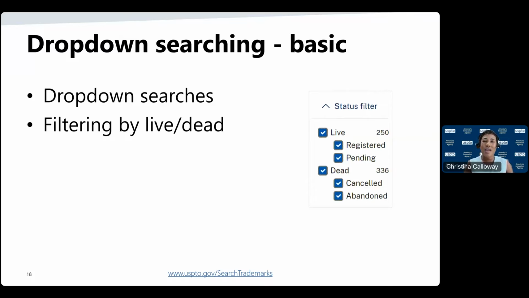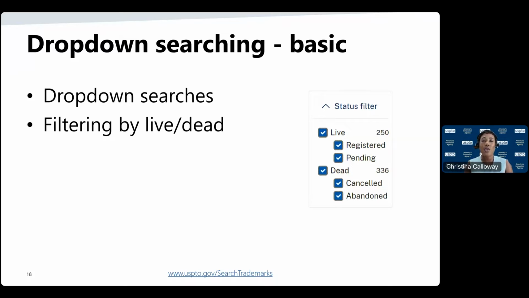So a live mark is a current or active registration or current or active application in the system. Dead marks are those registrations that may have been canceled or expired, and then abandoned applications that were filed but did not move on toward registration. And there may be a reason that you're looking at dead marks. There definitely is a reason that you're going to be wanting to look at those live marks.